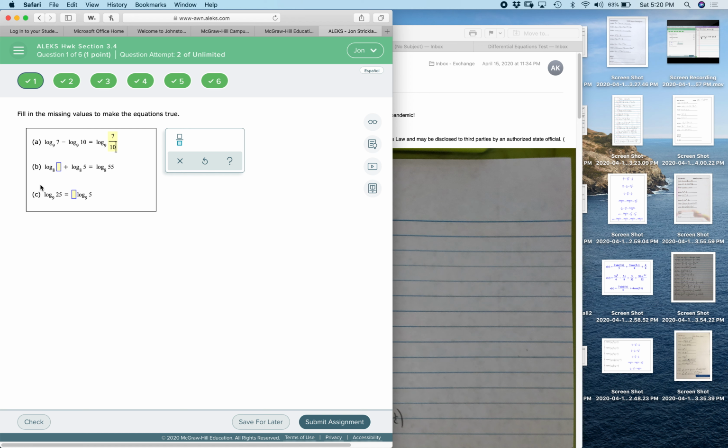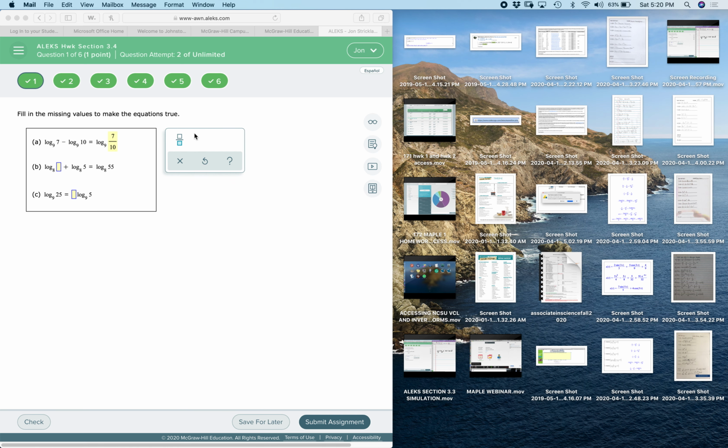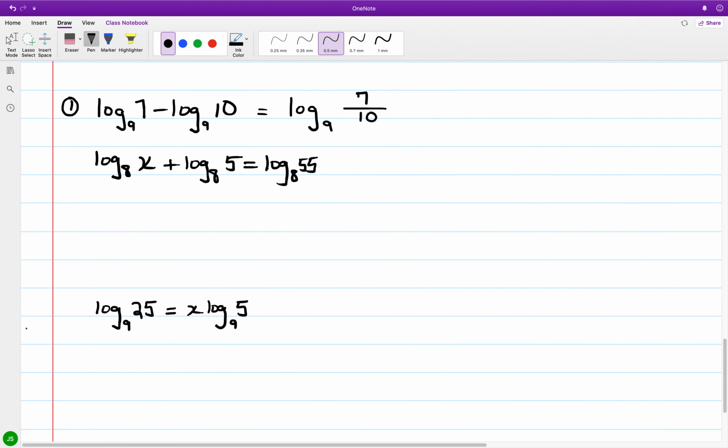And for the next portion, part B, we had the base 8 logarithm of a missing value plus the base 8 logarithm of 5 equal to the base 8 logarithm of 55. You're looking for the blank, which will be represented by x.